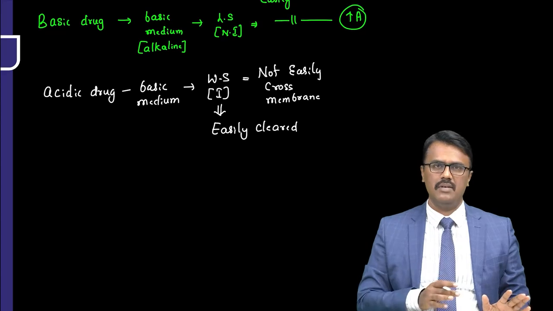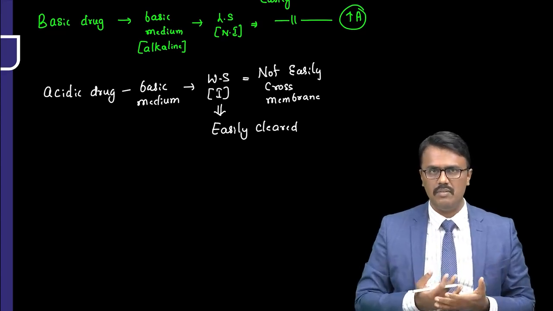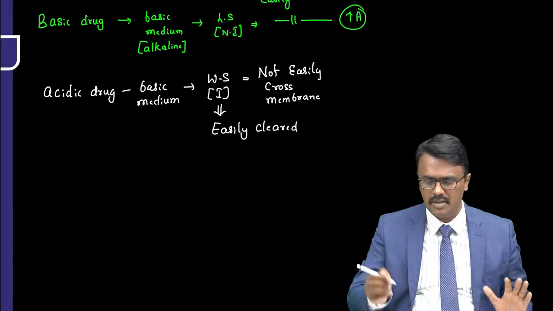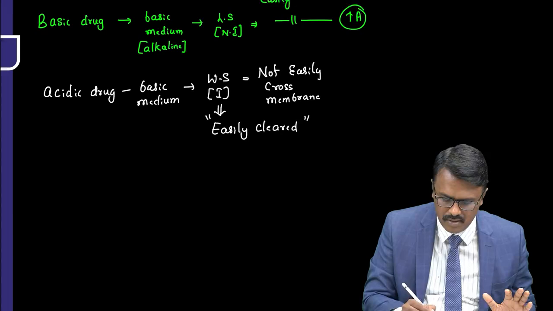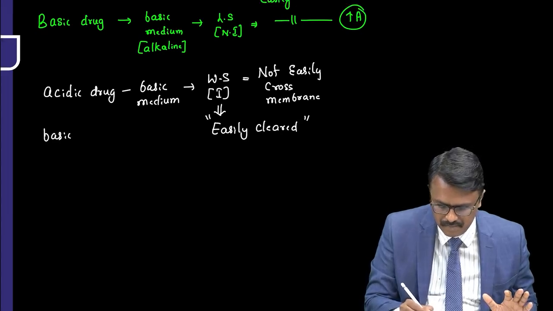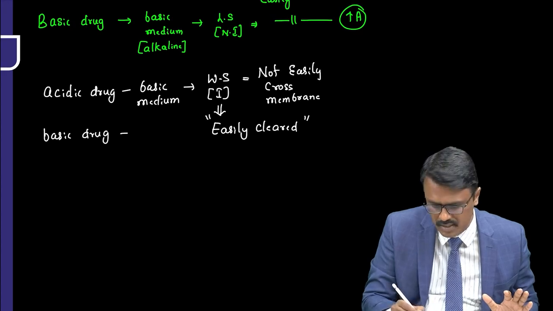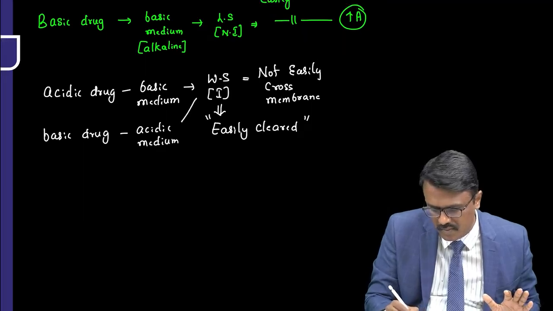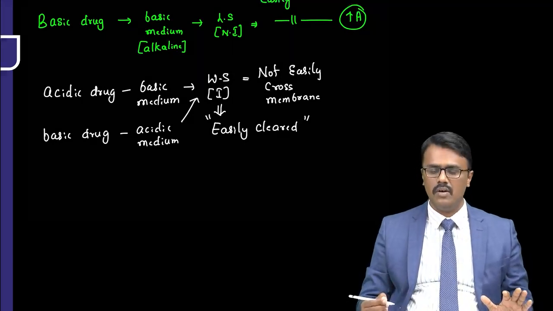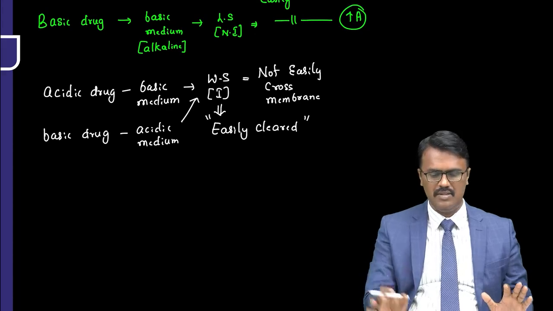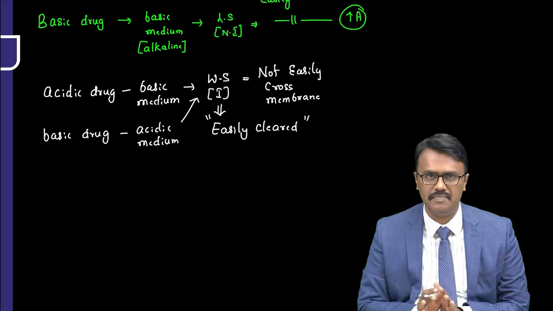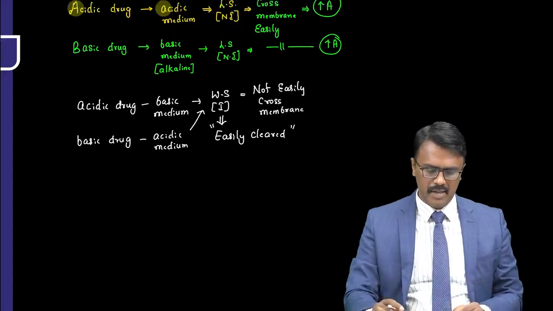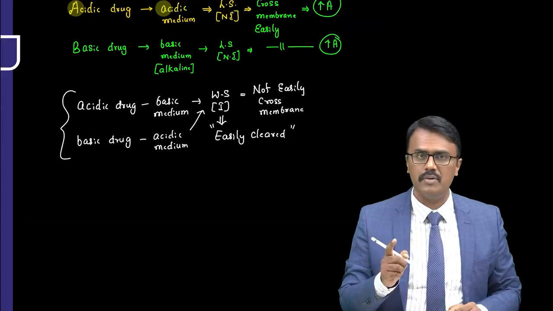If you want the drug to be absorbed more and more, make it lipid soluble. If you don't want the drug to be retained in the body, make it water soluble, and that will get cleared out. So that is the point. Same thing if you are keeping a basic drug in acidic medium, the same fate occurs. The drug becomes water soluble, easily cleared, and not easily absorbed. Simple aspect: drug and medium are same, lipid soluble. Drug and medium are different, water soluble. That's it. I'll ask you this concept later when I come to a concept called excretion.